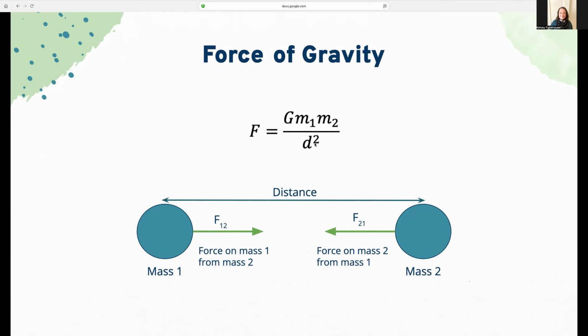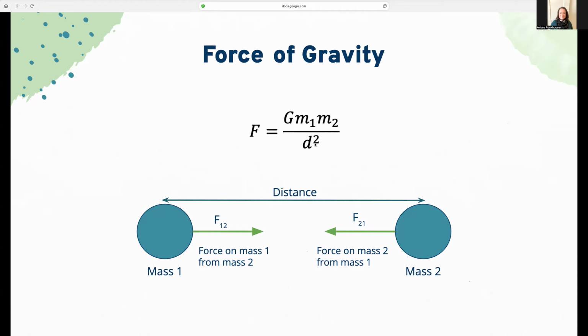Increasing or decreasing the mass of the objects can change the force, and so can changing the distance between the objects. That can also change the force that's applied.